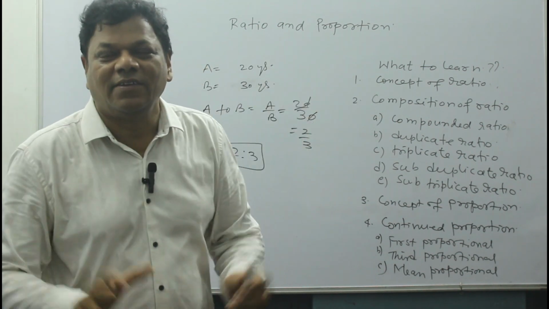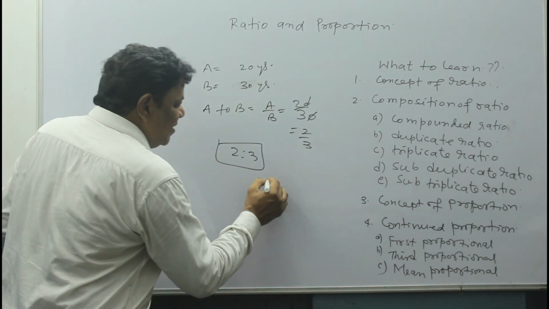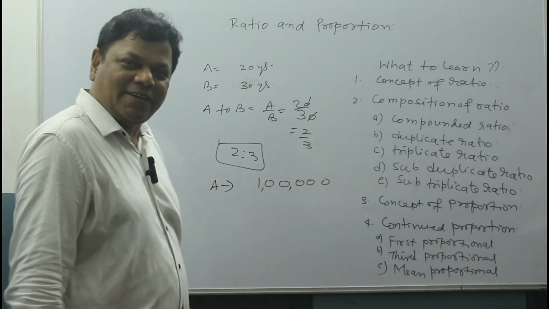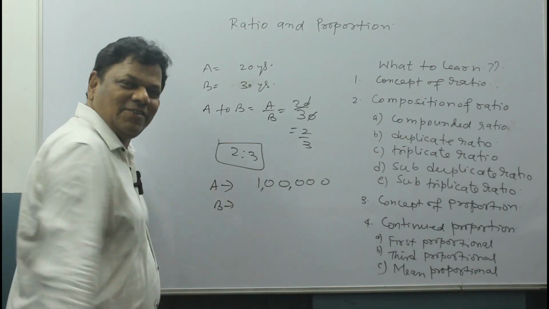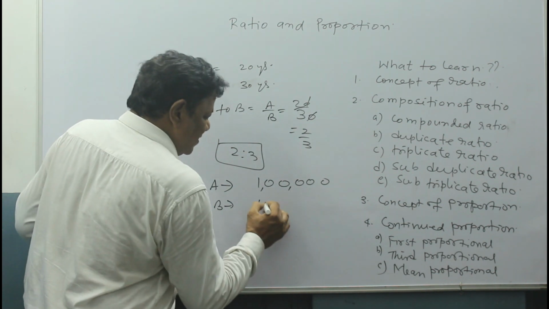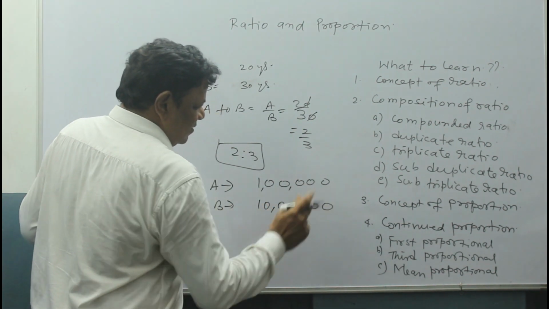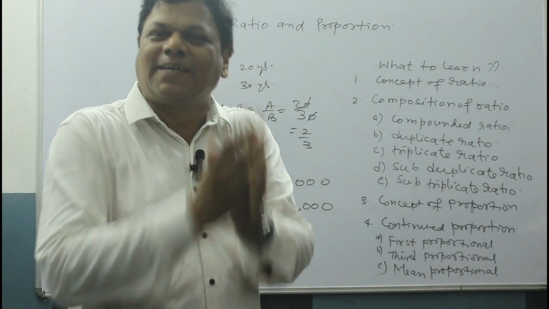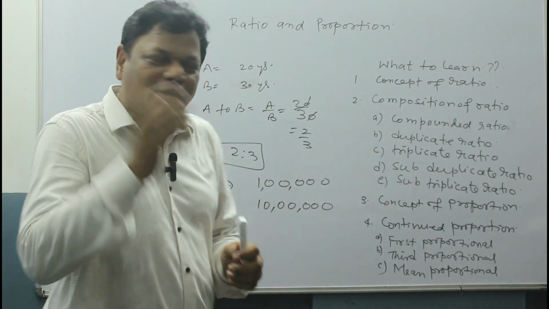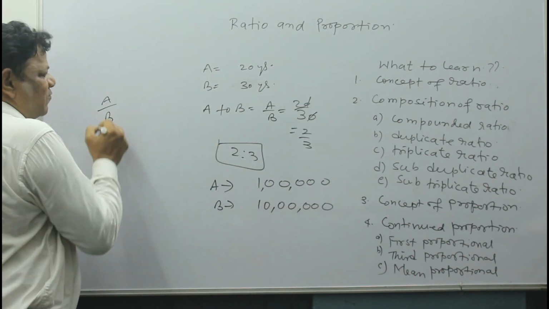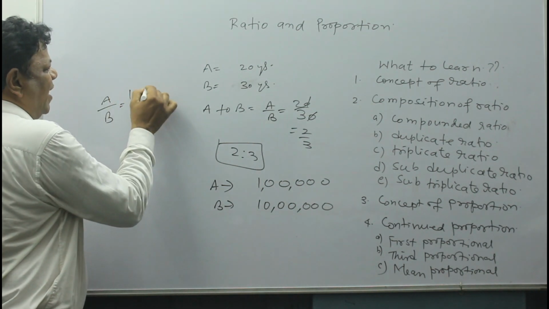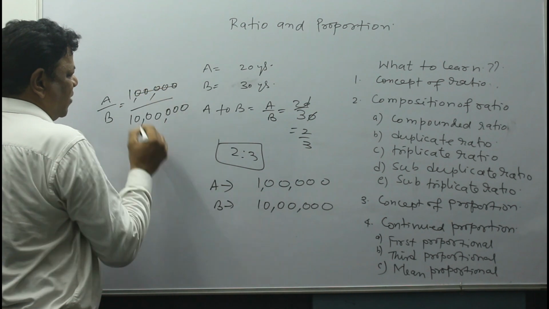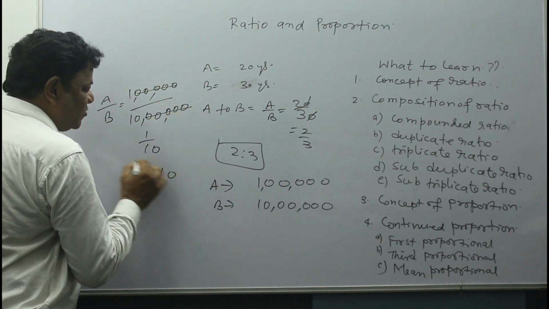Let two students be there. One student A's father's monthly income is 1 lakh. Another student B's father's income is 10 lakh per month. So if I say compare their fathers' incomes, how to compare? A's father by B's father, so 1 lakh by 10 lakh. Then you have to cancel the zeros. It is 1 by 10, 1 is to 10.